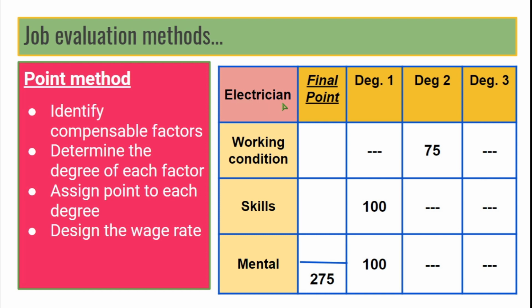Okay. Here, once the different degrees are determined for each compensable factor, we'll give points. Please note, here we are giving points on a scale of 100. So see, we have given 75 to the electrician in his working condition. Basically to say his working condition falls in degree 2 and not in degree 1. Degree 1 has the toughest condition of work, alright. However, for skills required and mental ability needed, he is placed in degree 1.